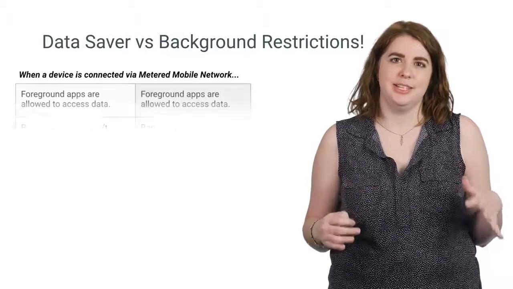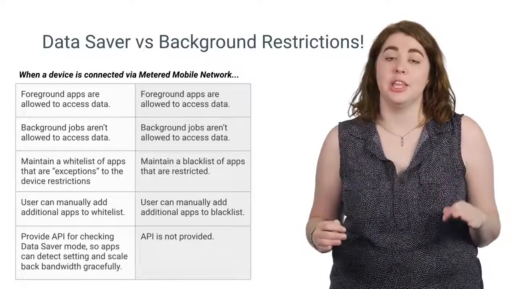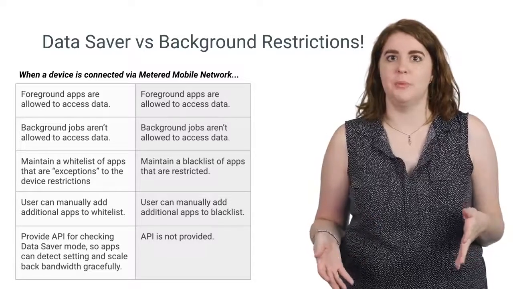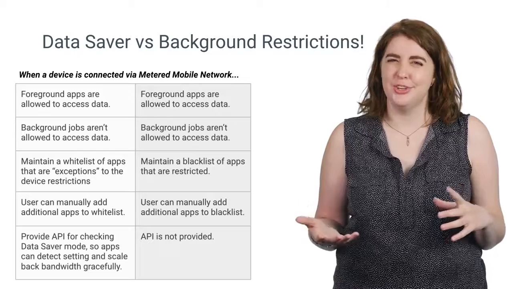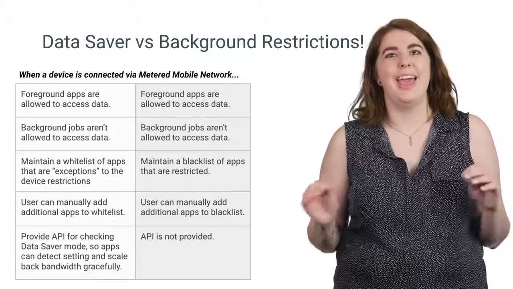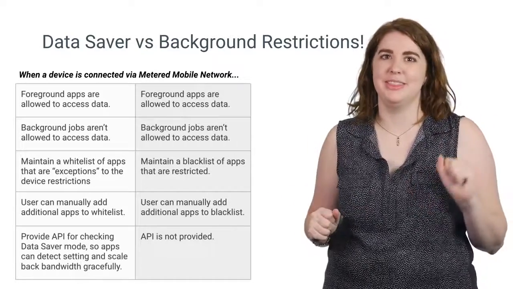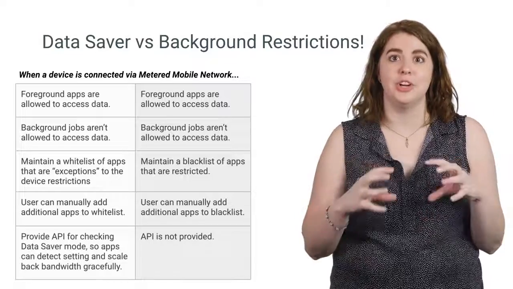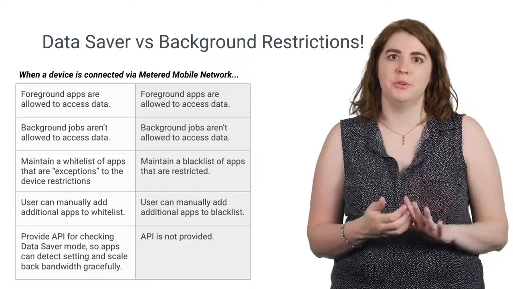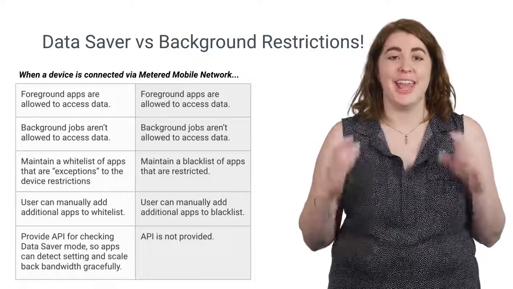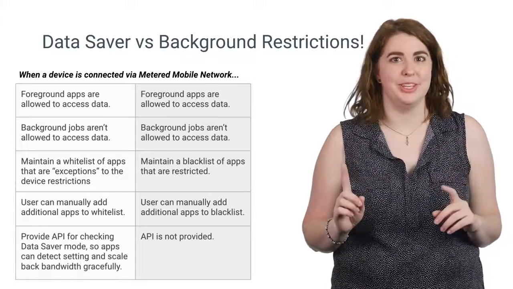The effects of the expanded data saver mode are largely unchanged from the previous background restrictions feature. These restrictions only apply to background jobs, since foreground services are generally something the user has requested. And since this is all about saving data, these restrictions only apply when you're on a metered connection, not when you're on unmetered Wi-Fi. But the other major improvement for developers is that we have created an API to check whether your app is currently restricted.